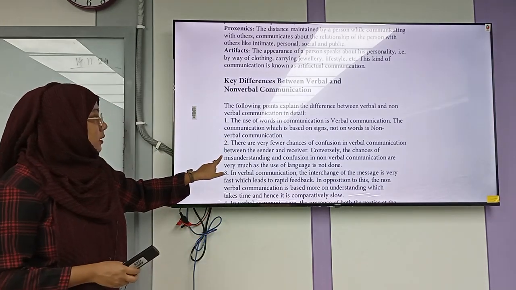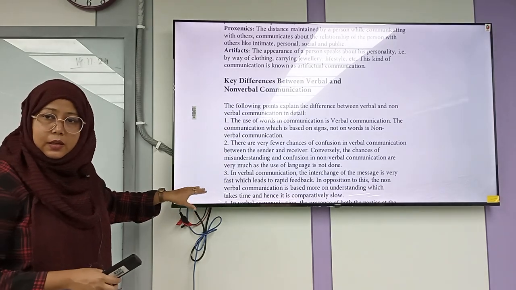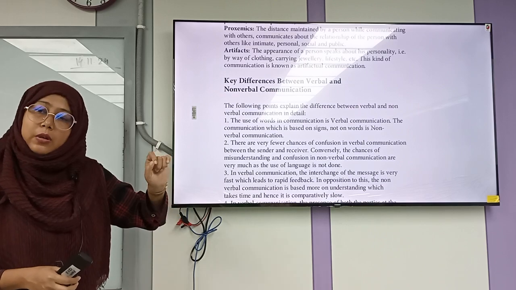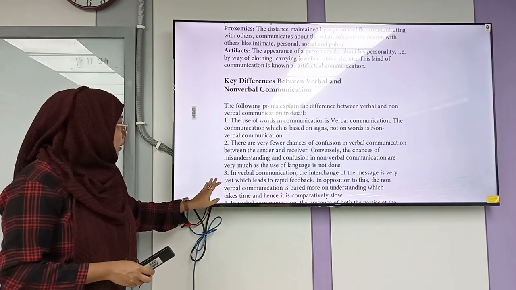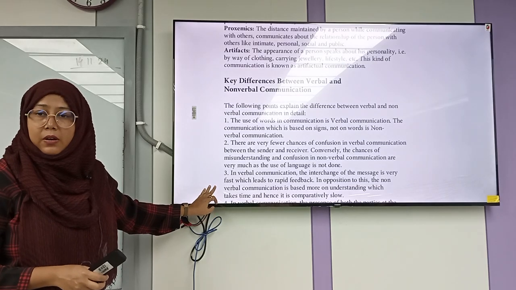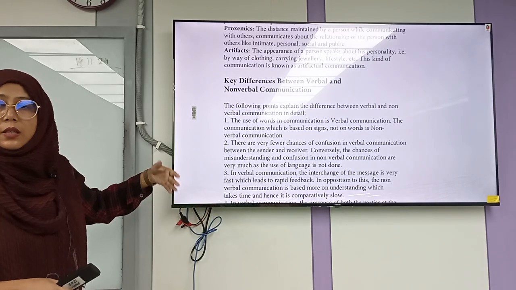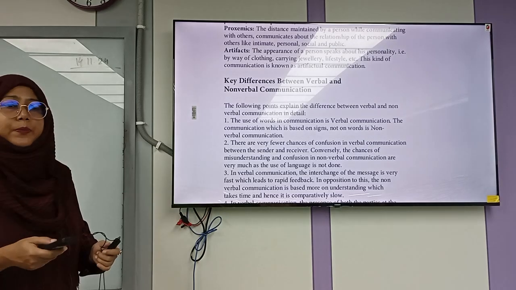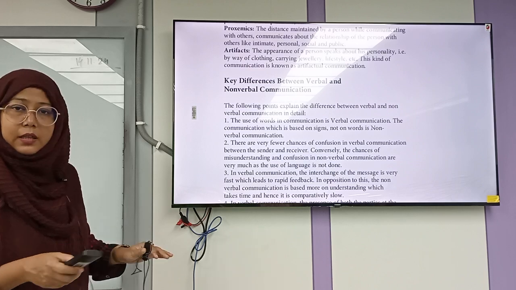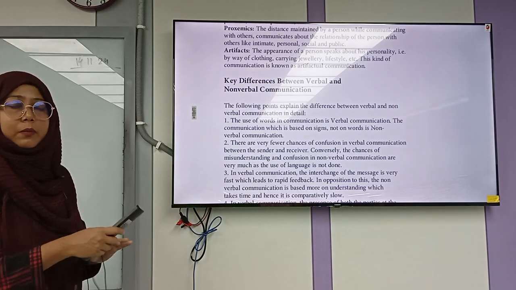So number 1 is use of word. Number 2 is confusion and misunderstanding. Points, I'm talking about the points. So this will be easier for you to write down in answer scripts. Number 3 is about pacing. Verbal communication is fast and non-verbal communication is slow because we have to understand it. So there is clarity in verbal communication and non-verbal communication has lesser clarification.